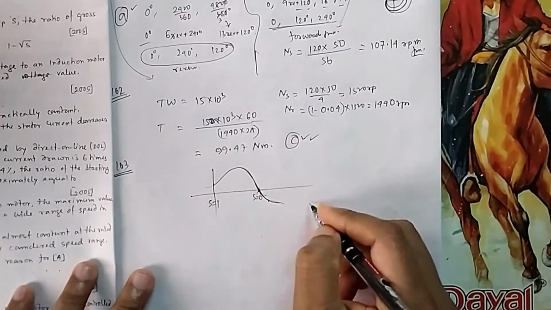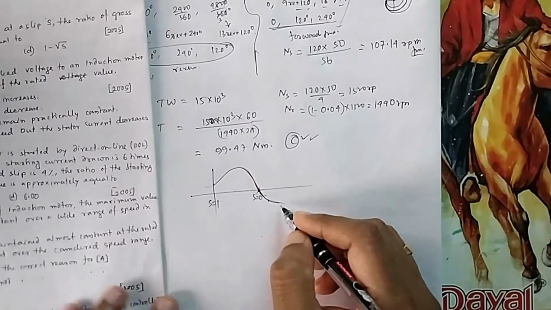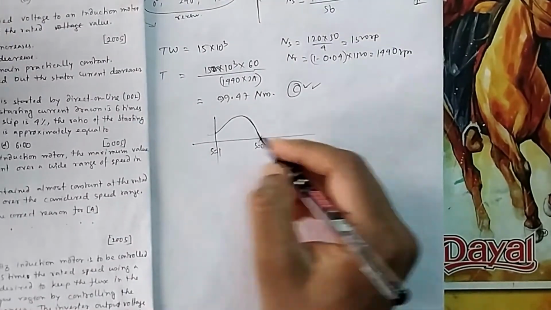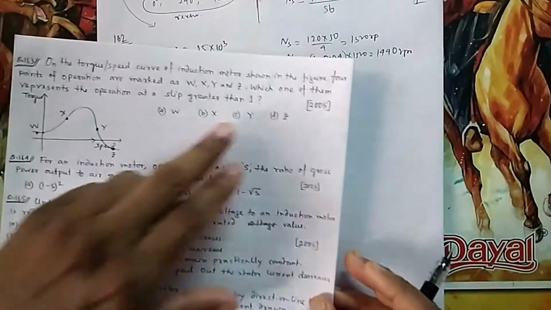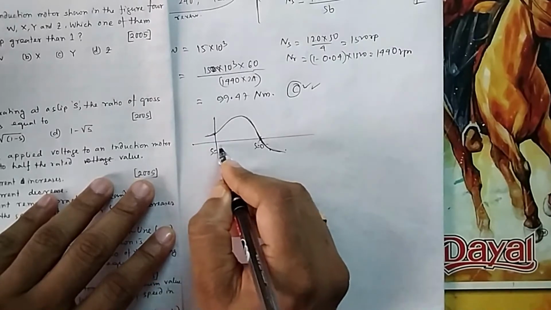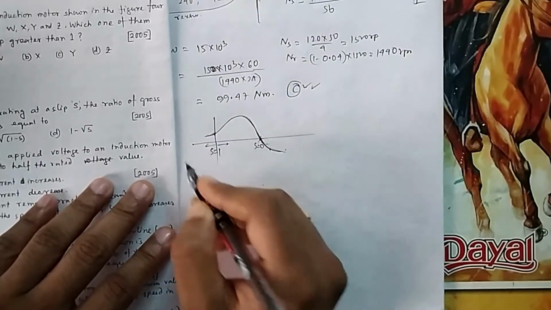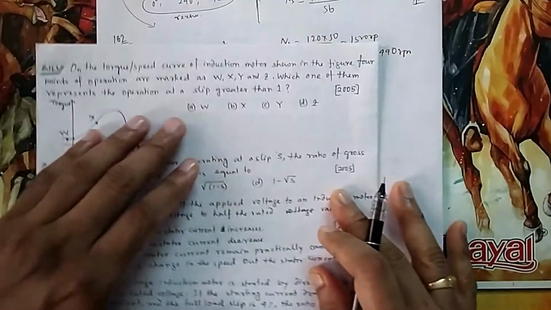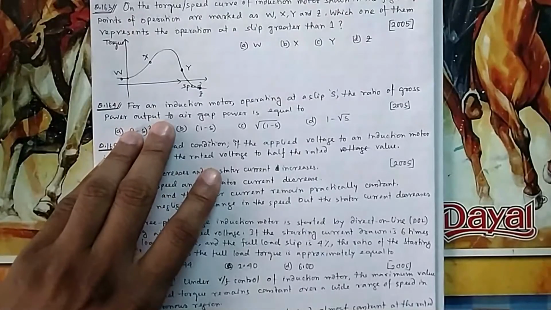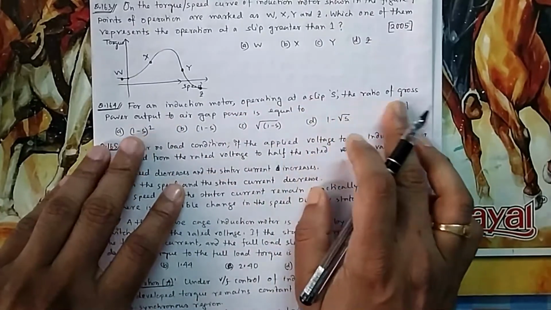This is motoring side, this is generating side. Here what will happen? Your rotor speed will be more than synchronous speed. Your slip will become negative. So they are asking for slip more than 1. So obviously for more than 1 it will be in this direction. It is reducing from 1 to 0. So if you come to this direction, it will be more than 1. So that's why it is W. That is option A.